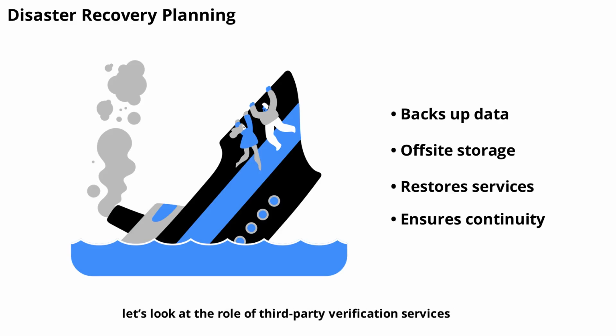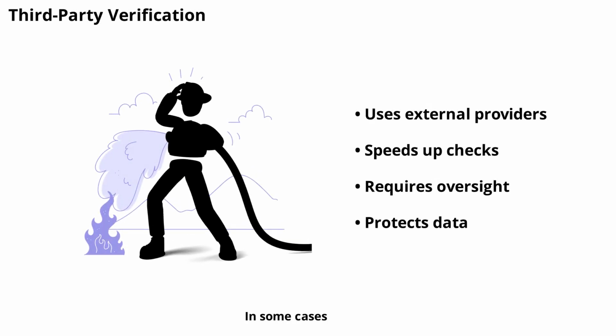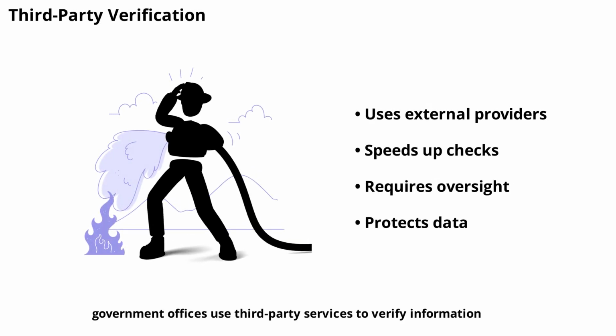Next, let's look at the role of third-party verification services. In some cases, government offices use third-party services to verify information, such as background checks or credential evaluations. These providers must meet strict standards for security and accuracy. Outsourcing certain checks can speed up the process and provide specialized expertise, but it also requires careful oversight to protect sensitive data.